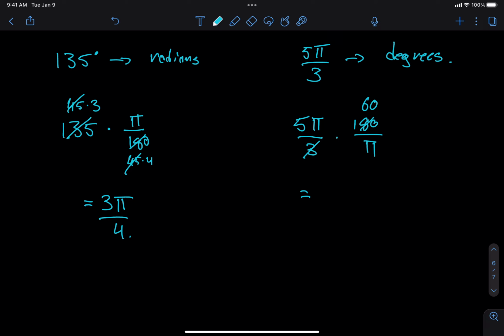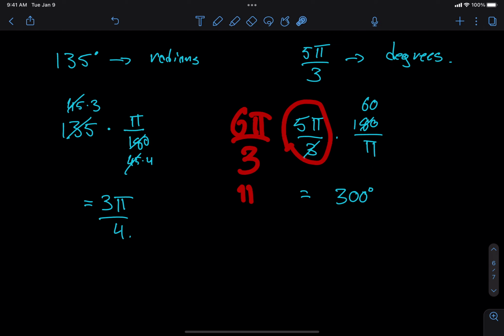Anyway, so cancel, and 5 times 60 is 300 degrees. And check, this should make sense, because 5 pi over 3 is almost 6 pi over 3. 6 pi over 3 would be 2 pi, which would be all the way around the unit circle, but we're going to go pi over 3 less than that, and pi over 3 is 60 degrees, so we're going 60 degrees less than all the way around the circle. That's another way you could think about it.